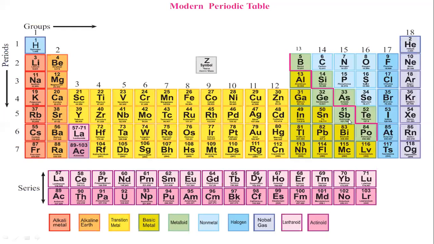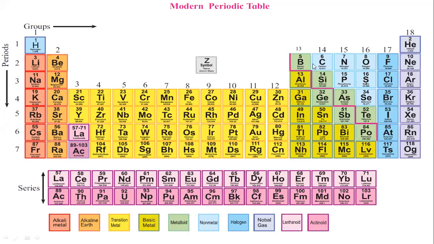So from top to bottom, atomic size increases. Now in the period, what will happen? The electron is added in the same shell. See, in case of boron, there are 5 electrons. In carbon, there are 6 electrons. In nitrogen, there are 7 electrons. In oxygen, there are 8 electrons. In fluorine, there are 9 electrons.